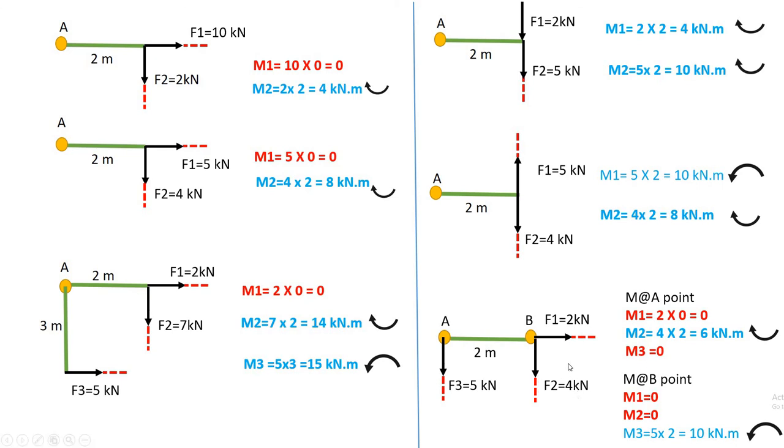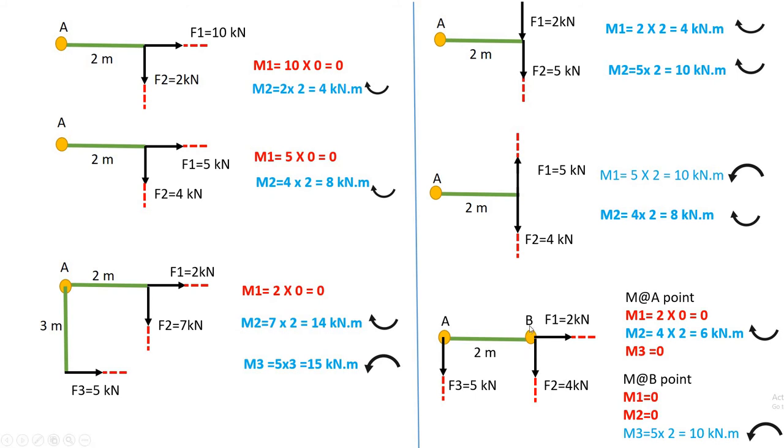Okay, now for F2 force, the perpendicular distance of F2 force about point A is 2 meter. And what about the type of rotation? It is clockwise. So 4 into 2, 8 kilonewton into meter. Now for force 3, again the line of action of this force is passing through A point only. So there is no moment of this force about A point.